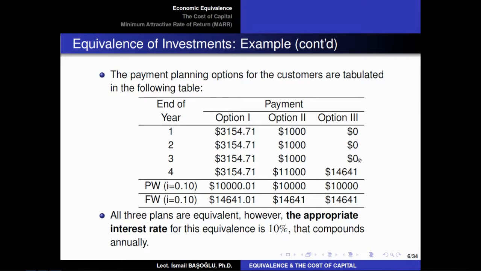So these 3 options are equivalent, however, only under the appropriate interest rate of 10%, which compounds annually. Under a different interest rate or under a different compounding period, the equivalence is not created. This equivalence can only be created by a 10% interest rate, which compounds annually. So in order to define an equivalence between different cash flow structures, you need to define or assume an interest rate and a compounding period.